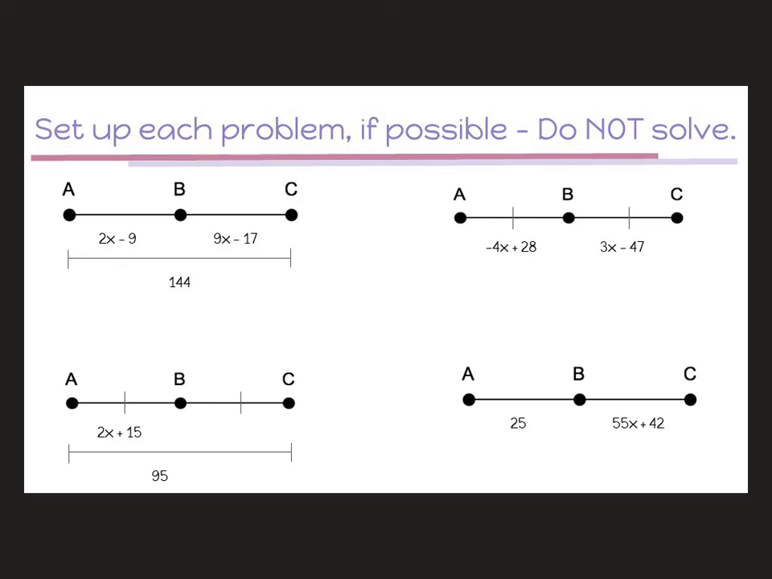On the very last example, we're just going to set up each problem. We're not going to solve. So this first problem is an example of segment addition. So I have the small segment plus a small segment equals the whole segment. So my setup would be 2x minus 9 plus 9x minus 17 equals 144. In my second problem, I have these marks, meaning that B is the midpoint. I know that each part is congruent, it's equal, it's the exact same. So I am going to set those two equations equal to each other.